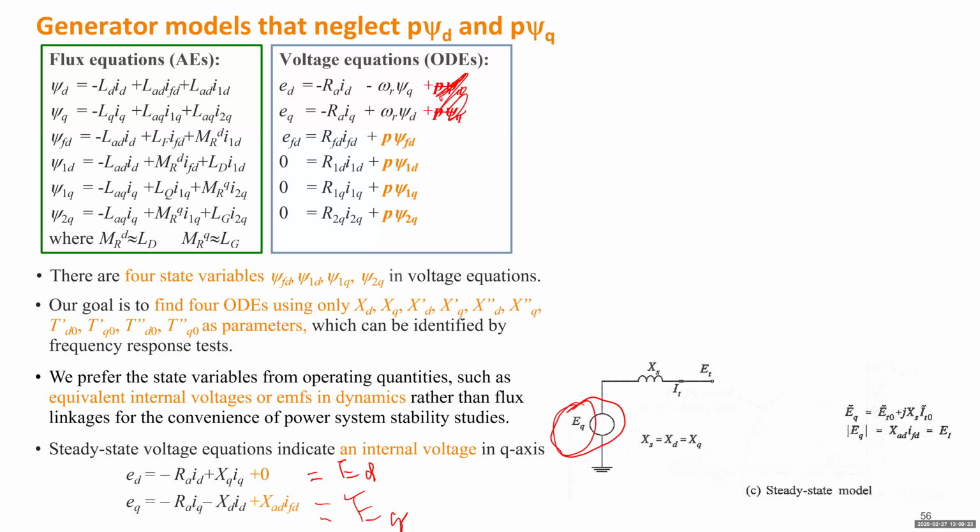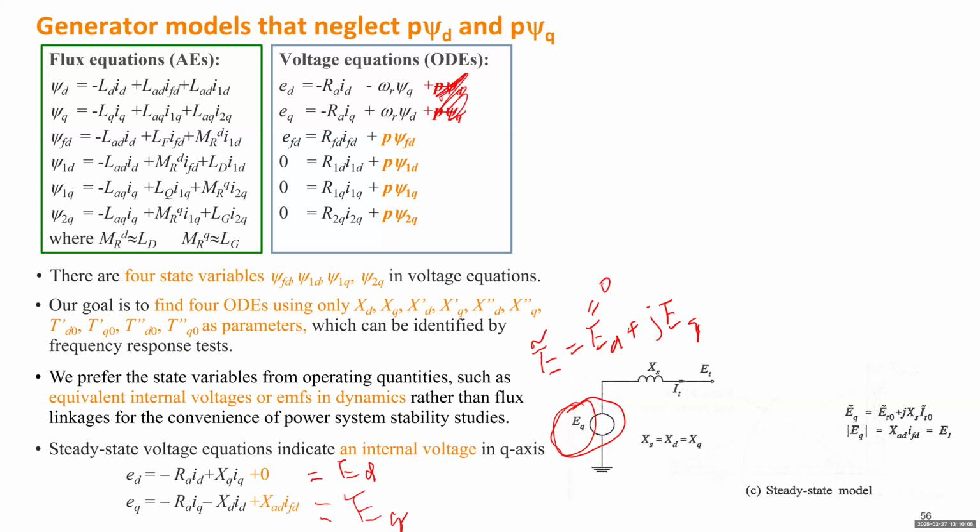But you can assume there's an internal voltage. I don't put any prime because it just indicates it's a steady state. So this E tilde is equal to ED plus J EQ, where ED is 0 for this case, for steady state. And then we will have this equivalent circuit. For round rotor generator, it will be an internal voltage connected through some reactance. The reactance will be either XD or XQ. If it's a cylindrical rotor generator, it's better to take XQ.